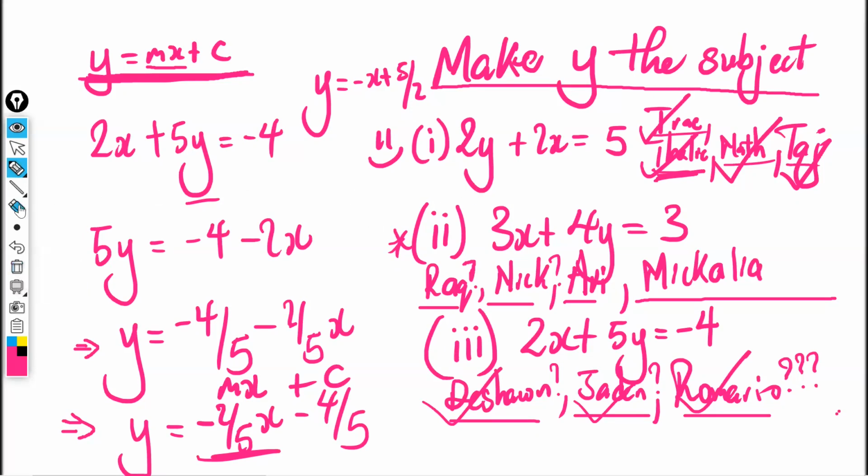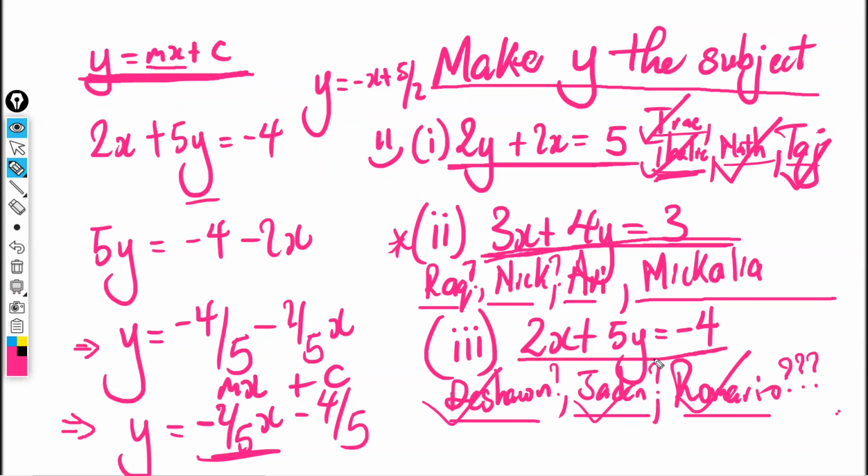A lot of times they might give you this here, guys, and say find the gradient. And you say, how do I find it? It's kind of simple, guys. Just make y the subject. Same thing here. They might give you this, guys, and say find the gradient. How? Make y the subject.